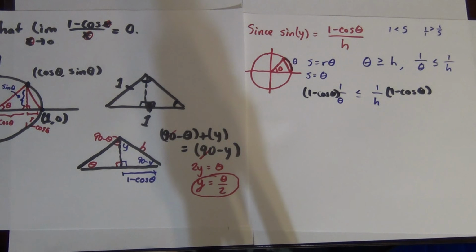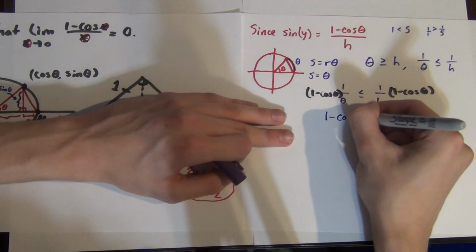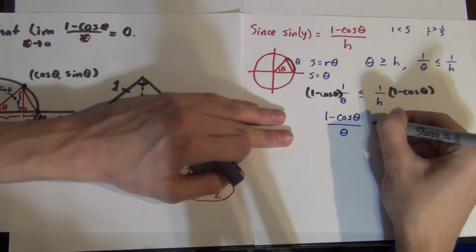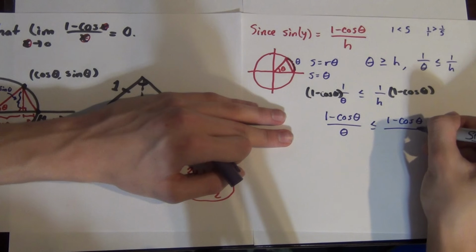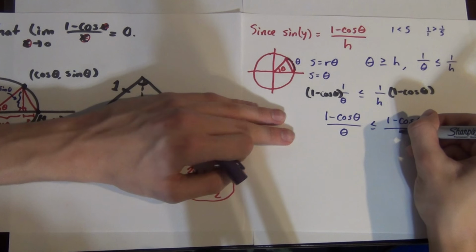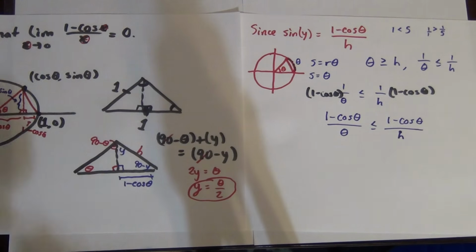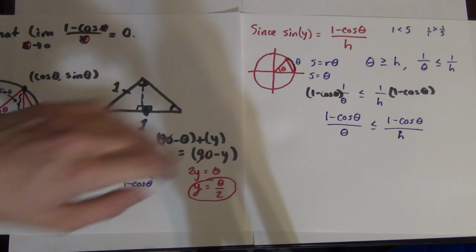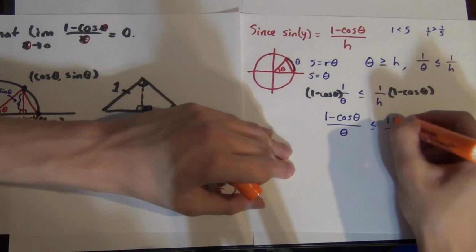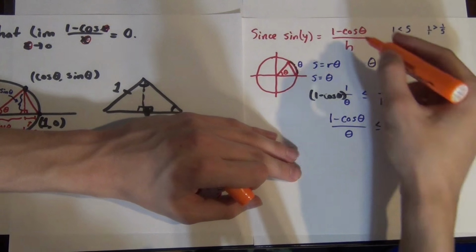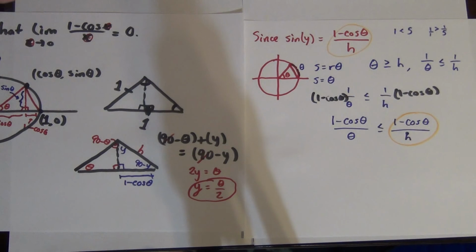And I get the relationship I've been looking for: 1 minus cosine of theta divided by theta is less than or equal to 1 minus cosine of theta over h. Right? Now, 1 minus cosine of theta over h, well, we described what that was equal to, right? This connected over here was equal to sine of y.